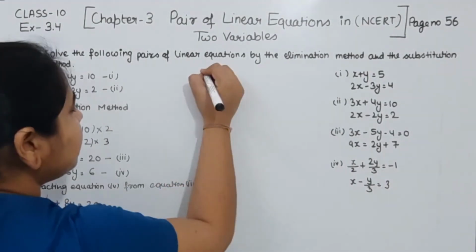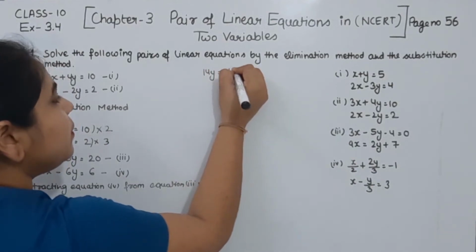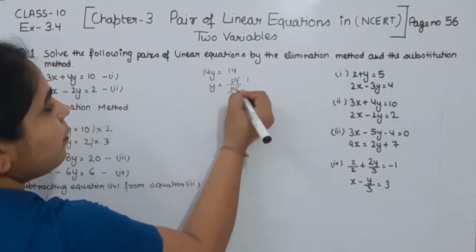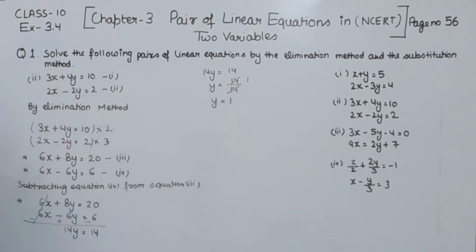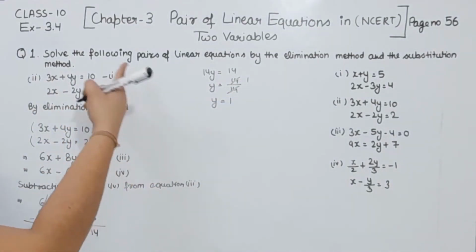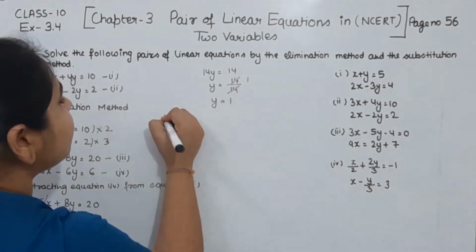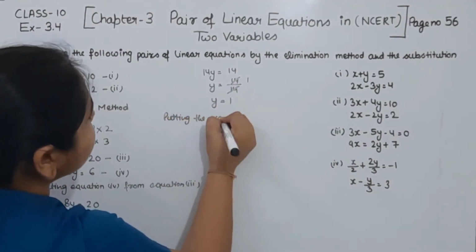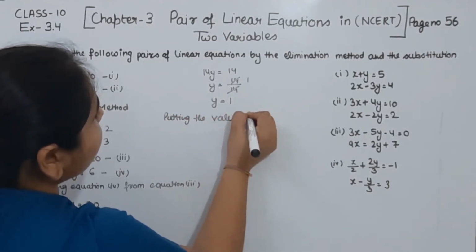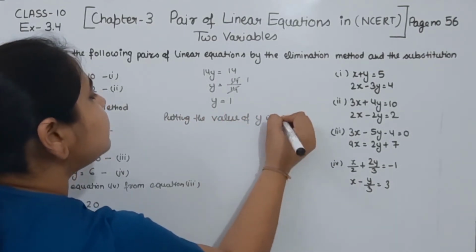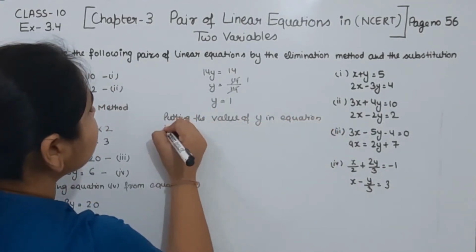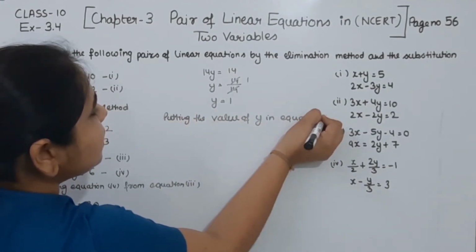So we are having 14y equal to 14, y is equal to 14 by 14, 14 ones are 14. So the value of y we are having is 1. Now I am going to put this in any of the original equations. So we are going to write here, putting the value of y in equation, I am putting this one in equation number 1.